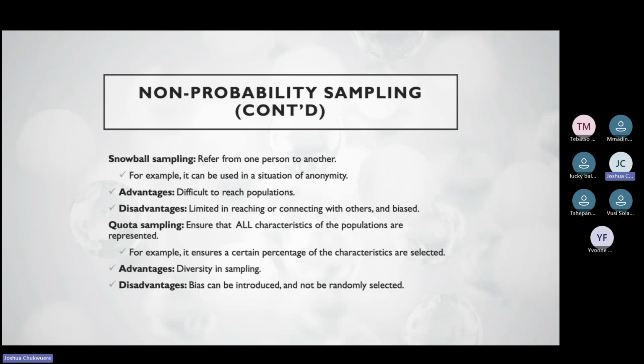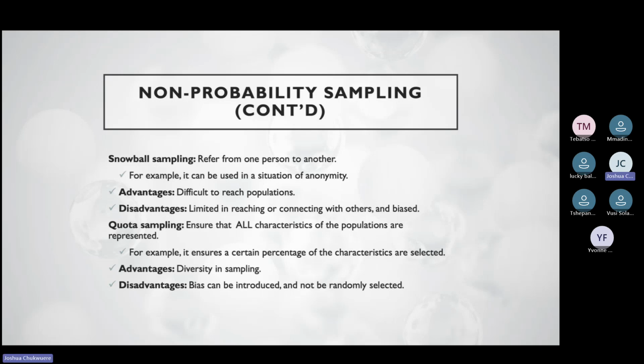However, remember that this non-probability sampling is mostly applied in qualitative research, which we talked about in the previous section. Okay, and that is it. So one of the limitations is that it is limited in reaching or connecting with others, and also being biased.